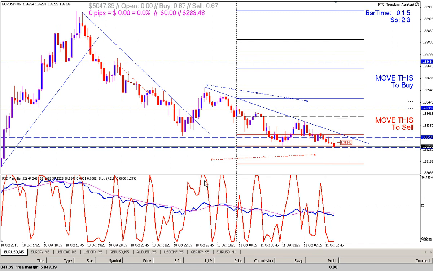I like the stochastic because, and this one's set kind of 4-2-2 plus it's close, I believe this is just the main signal. When that thing turns, you don't know how far it's going to go, but it is a turning point almost every time.